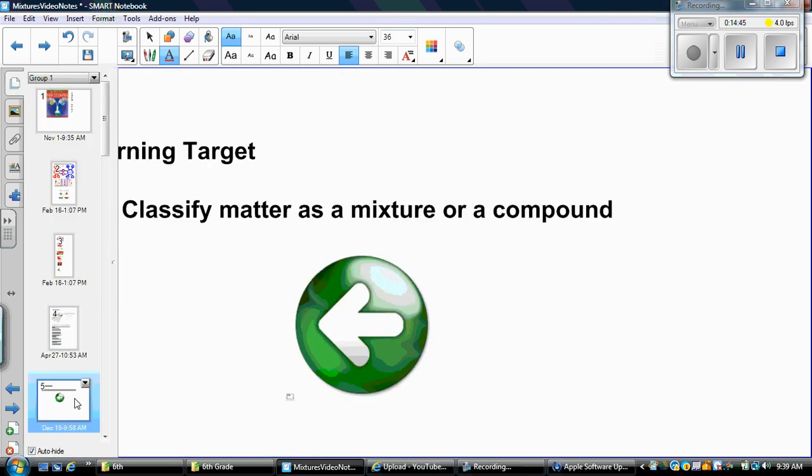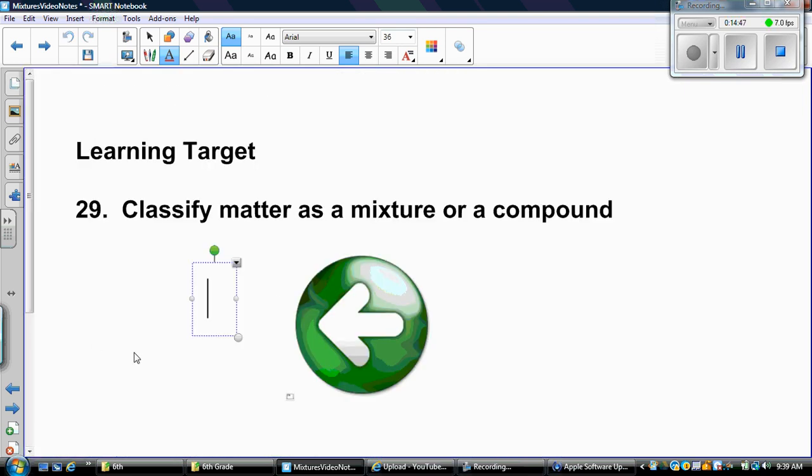Okay, so hopefully after this, Target 29, we've reviewed what a mixture is, the differences between a mixture and a compound, and presented some ways that we're going to be separating our mixtures to show how they're different from a compound.